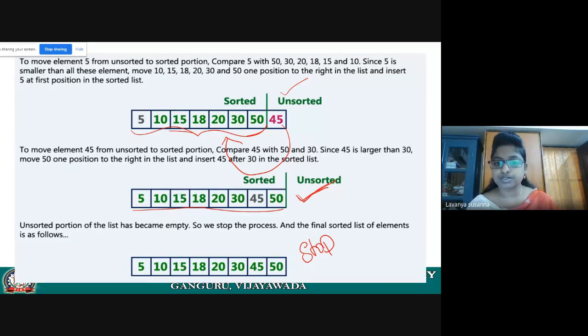I hope you understood. You need to maintain two lists. First one is sorted list. Second one is unsorted list. Given elements belong to unsorted list.